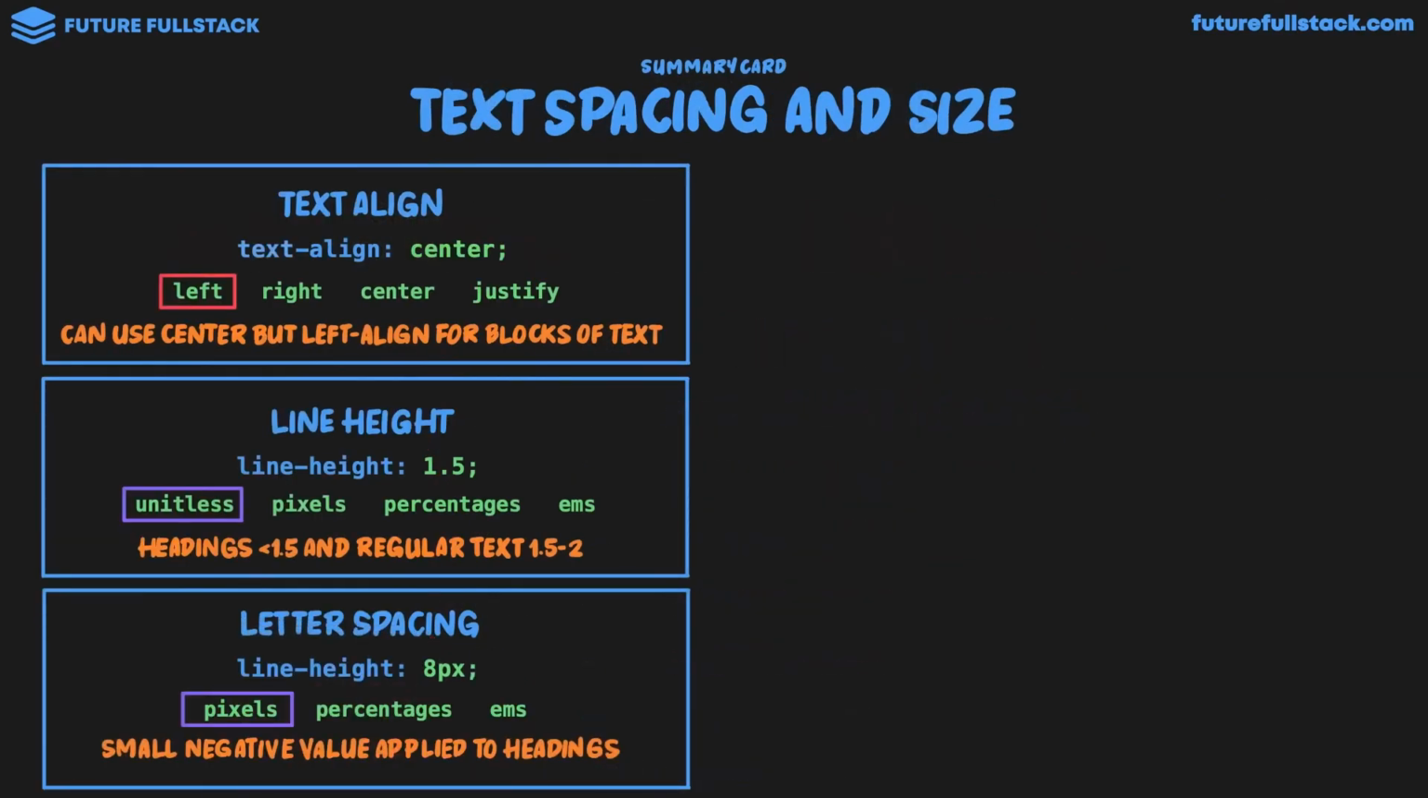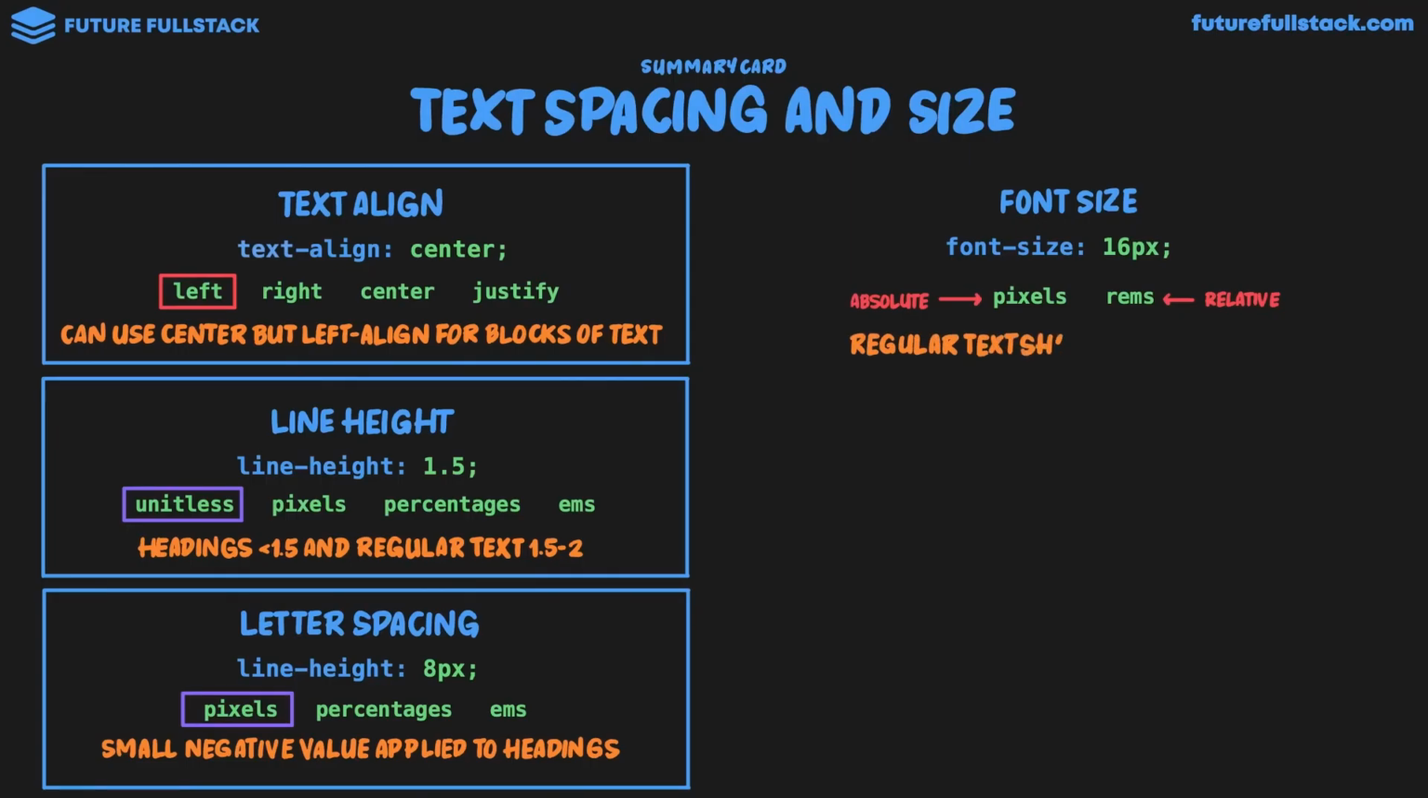So let's finish building our summary card, text spacing and size. We looked at the font size property, which looks like this. Values you can use include pixels and rems, where pixels are an absolute value and rems are a relative value. We'll just be using pixels for now, and we have a whole topic dedicated to units later on in the course. The design guidance we saw was that regular text should be 16 pixels to 32 pixels, and headings can be greater than 60 pixels.